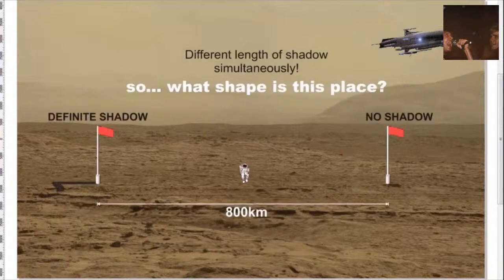What indications do you have? You're given 2 flags, and the flags are placed 800 kilometers apart. One flag casts no shadow, whereas at the same time, the other flag casts a very definite shadow. So what shape is this place? Can you give me an answer?